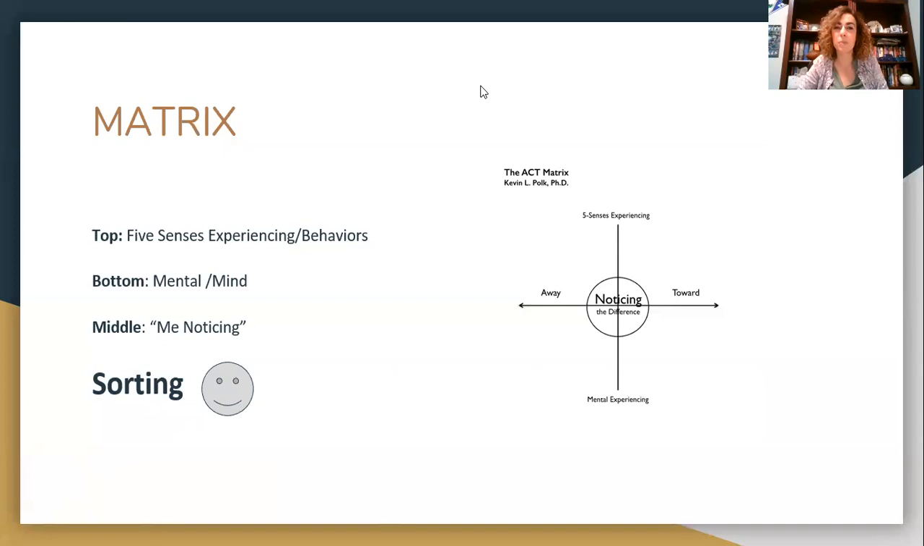The top of the matrix we have labeled as the 5 senses. Those are behaviors that you are experiencing, things that you're doing, things that you see, hear, feel, touch, taste. And on the bottom are things that you are mentally experiencing, so things that you're thinking, things that you're feeling, and what we're going to be doing throughout this presentation is sorting into the different quadrants.